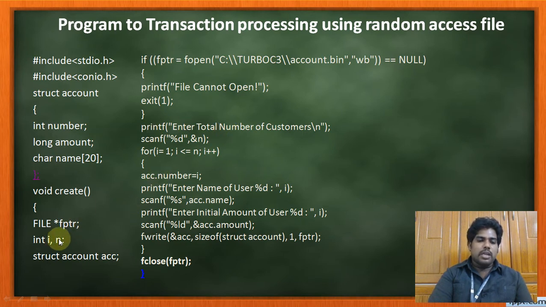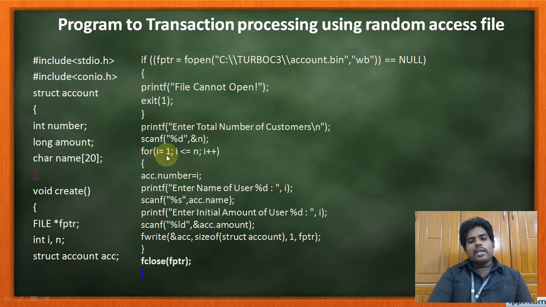Enter the total number of customers. This n denotes number of customers. So you are giving the n value. For example, here I am going to give 2. Then for i equal to 1, i less than or equal to n. For 2 customers, I am creating the account number. For 2 customers, account holders, I want to get the details. I want to create the account. So account number, username, everything I want to collect. For that I am using the for loop.